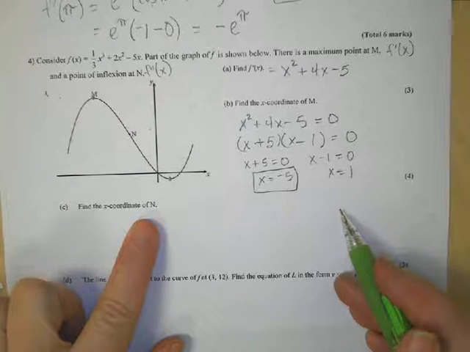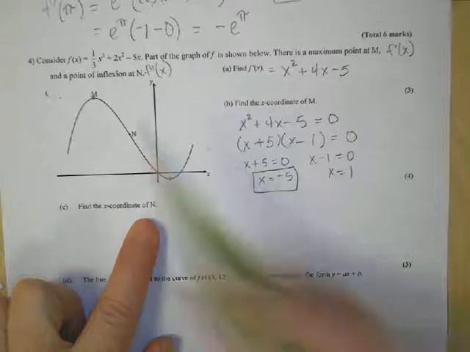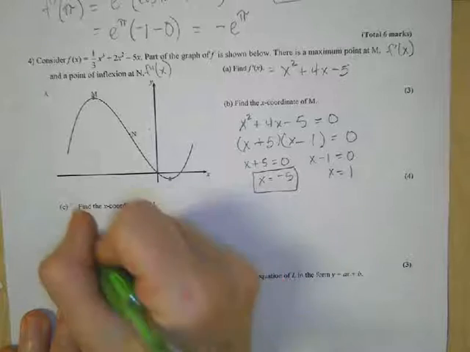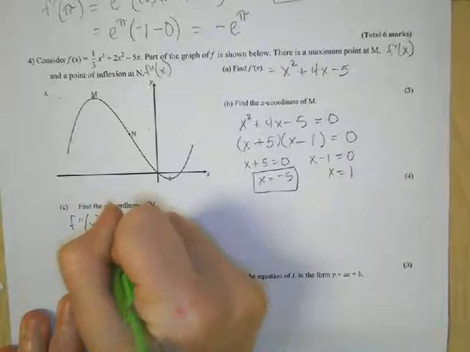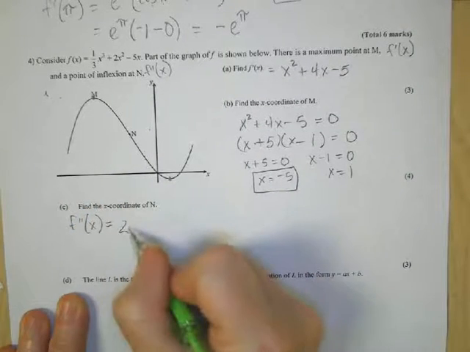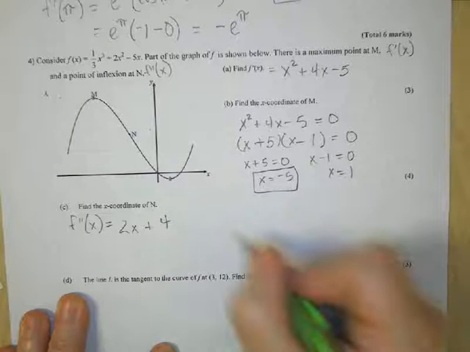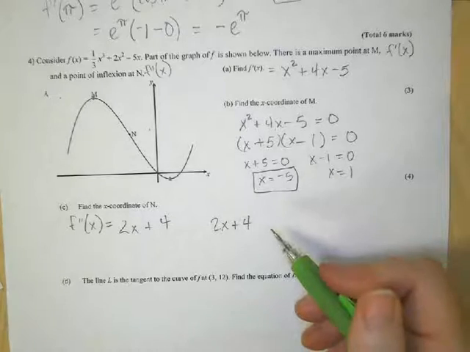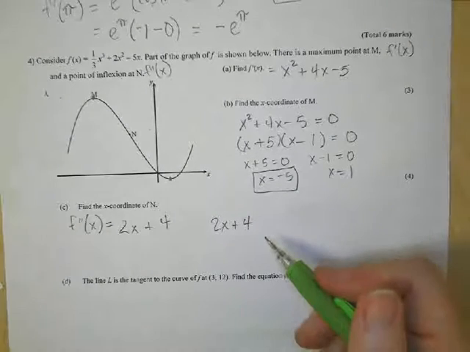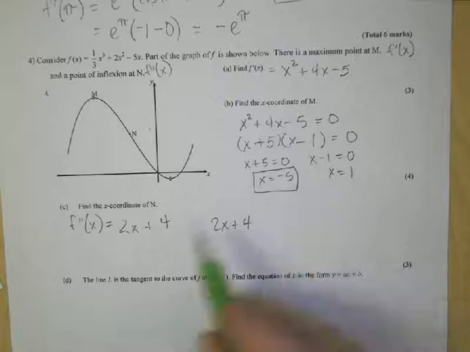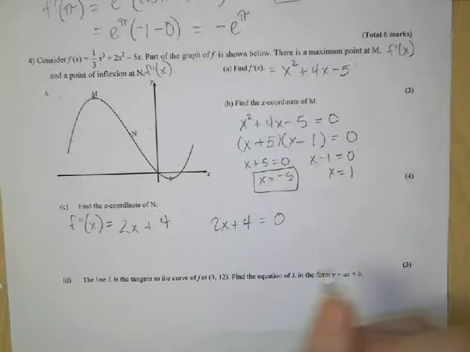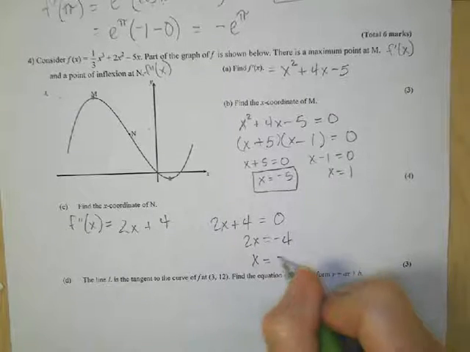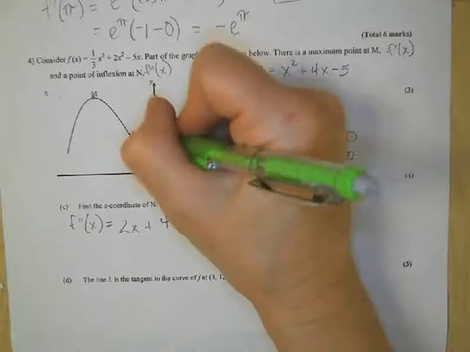Okay, find the x-coordinate of N. So as I mentioned before, to get a point of inflection, we need the second derivative. So to get the second derivative, we take the derivative of the first derivative. So the second derivative is equal to 2x plus 4. And now we set that equal to 0, because points of inflection happen at the maximum and minimums of the first derivative. Right? So we minus our 4, we get 2x equals negative 4. Divide by 2, we get x equals negative 2.